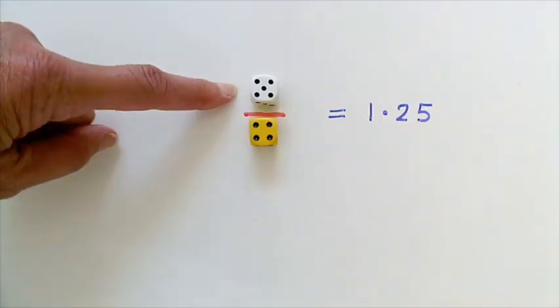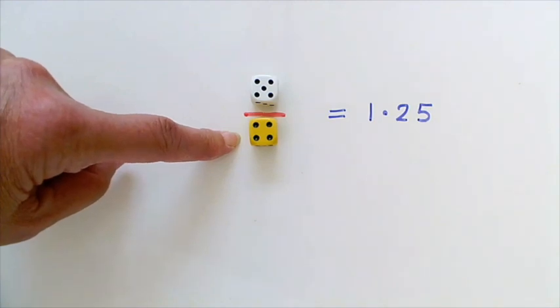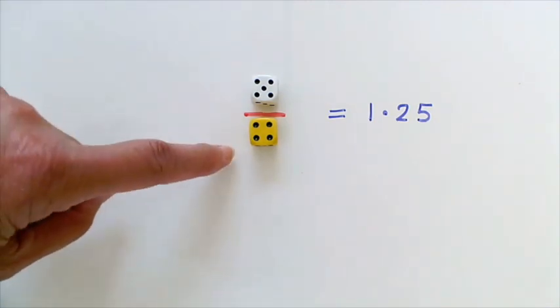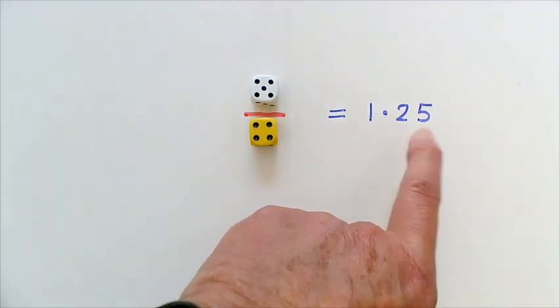The 5, the number on the top, is the numerator, and the 4, in this case the number on the bottom, is the denominator. And 5 over 4, a fraction, is equal to 1.25 as a decimal.